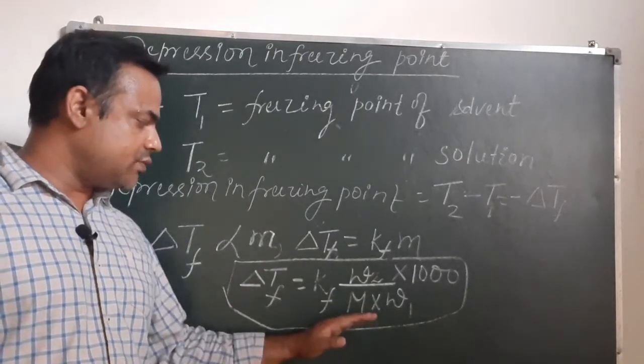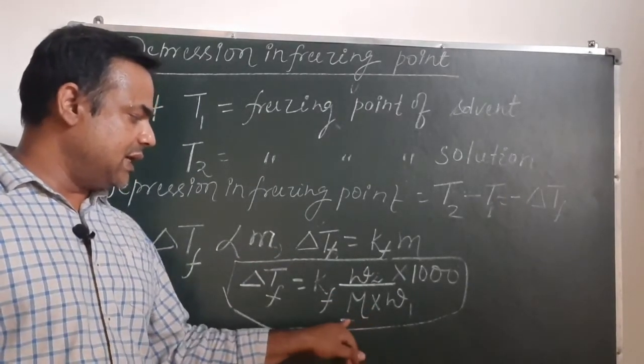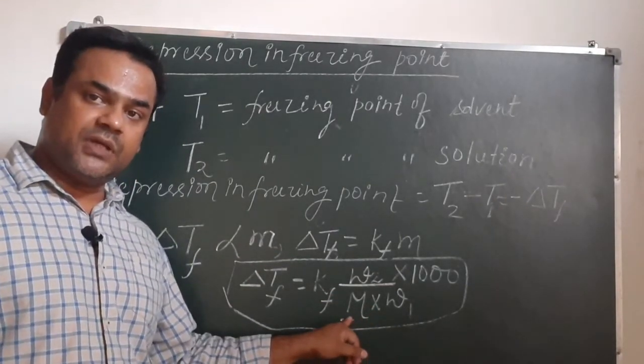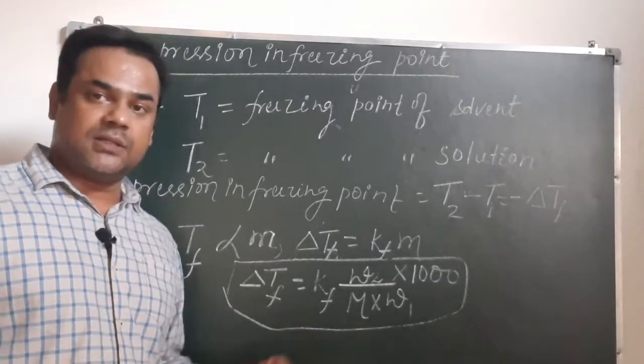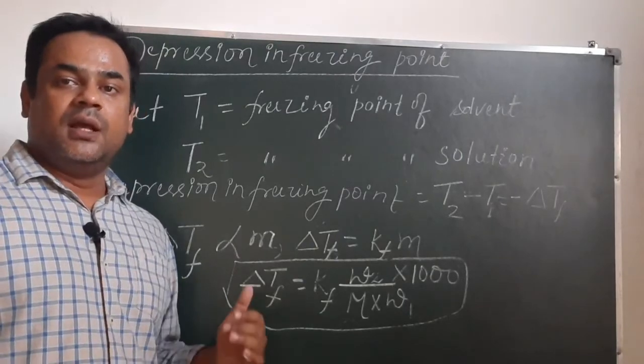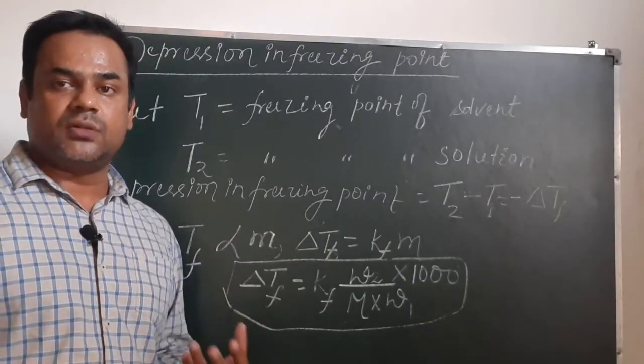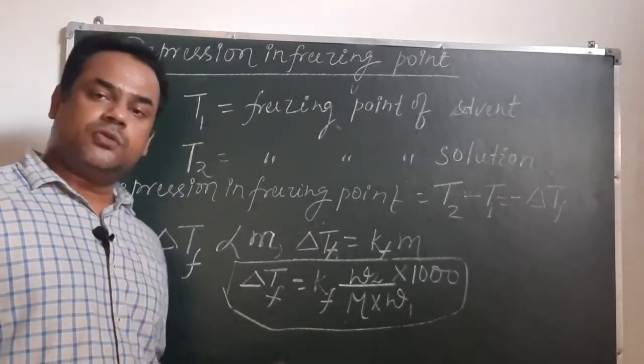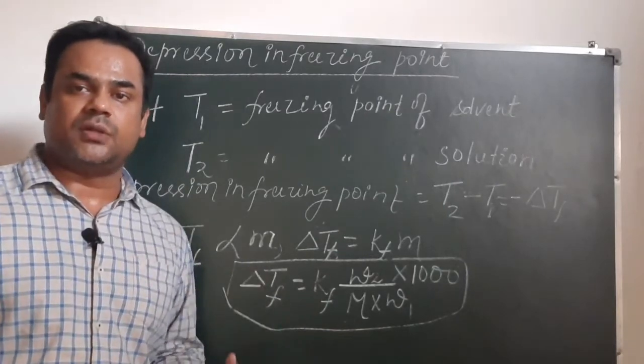From here we can determine again molar mass of solute. So again, with the help of colligative properties, we are able to calculate molar mass. And in the beginning I told you that the purpose of colligative properties is to calculate the molar mass of solute. So from here also we can calculate molar mass of solute.